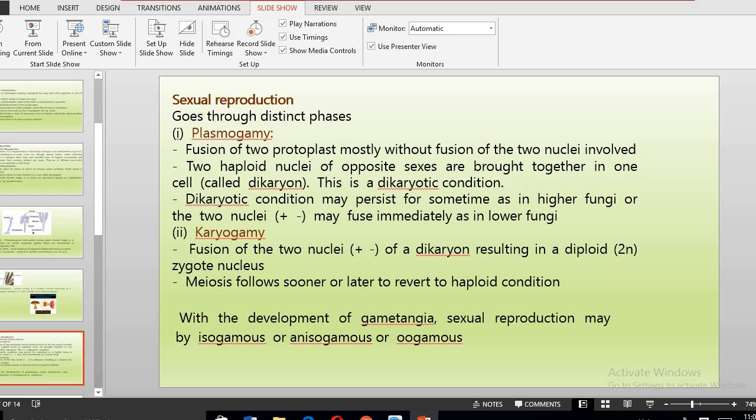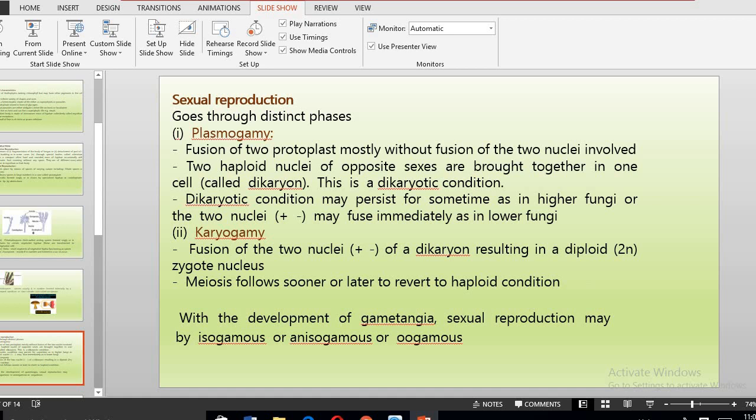Now, the 2 nuclei of the opposite sexes that have been brought together in these fused protoplasts constitute what is called a dikaryon. That cell that now has the 2 nuclei, which have not fused, is a dikaryon. And this condition is referred to as the dikaryotic condition. The dikaryotic condition may persist for some time, like in the case of the higher fungi, but in the case of the lower fungi, the 2 nuclei will fuse immediately.